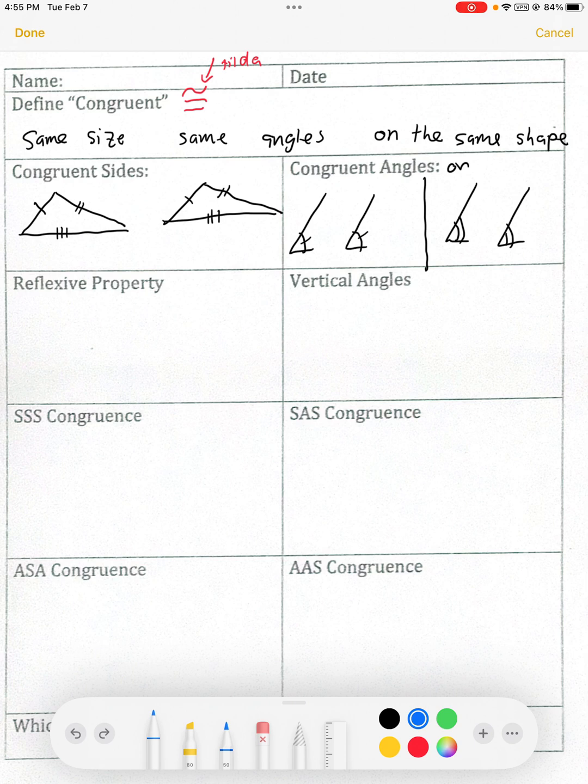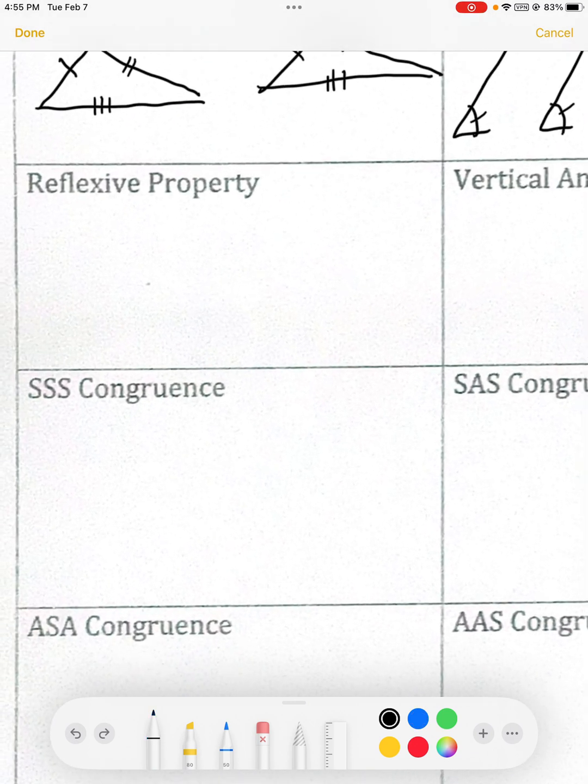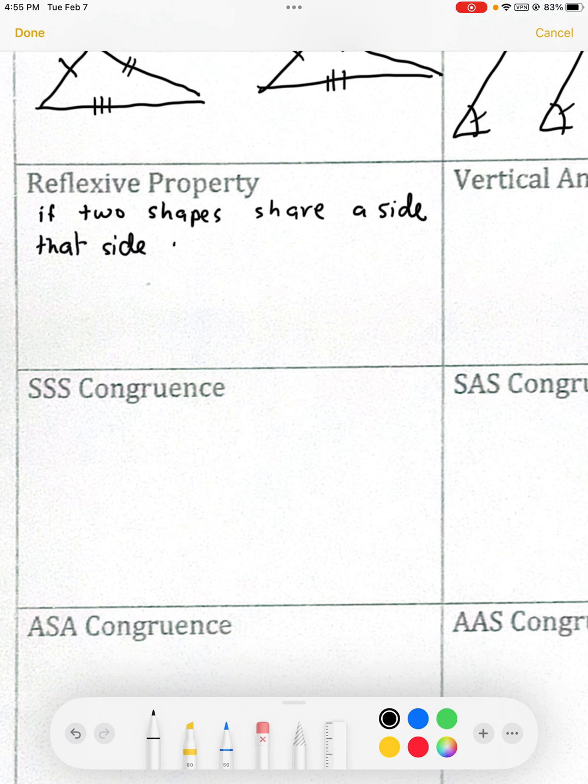Now, two other things that we have to quickly talk about before we start talking about what congruent statements look like are the reflexive property and vertical angles. The reflexive property says if two shapes share a side, that side is congruent to itself.